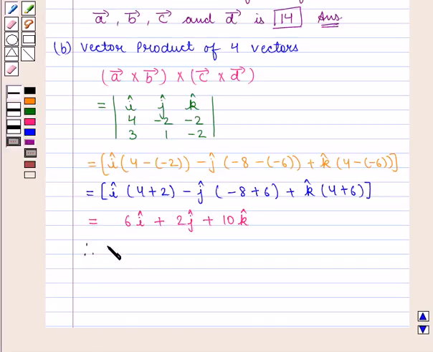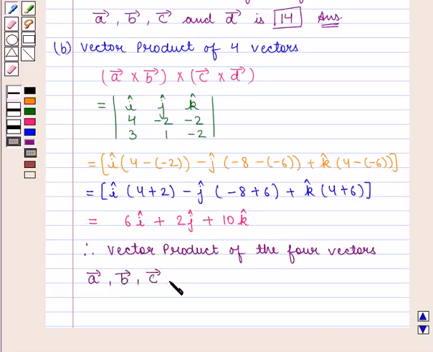Therefore, vector product of the four vectors A, B, C and D is given by 6i cap plus 2j cap plus 10k cap, which is the required answer.